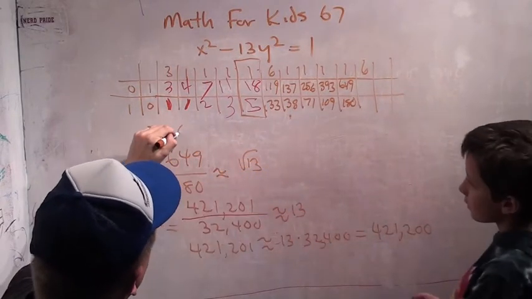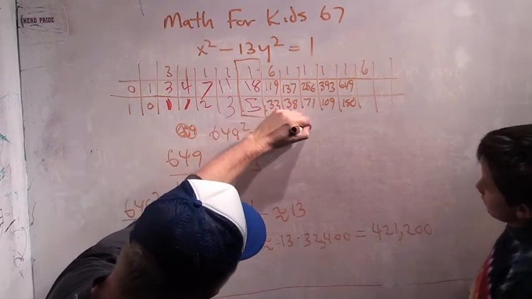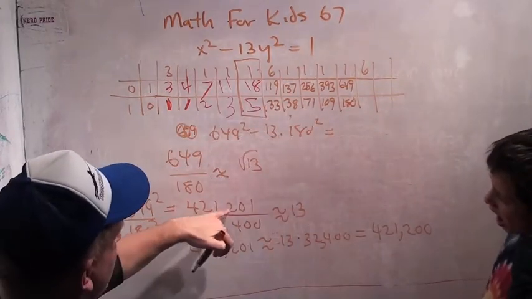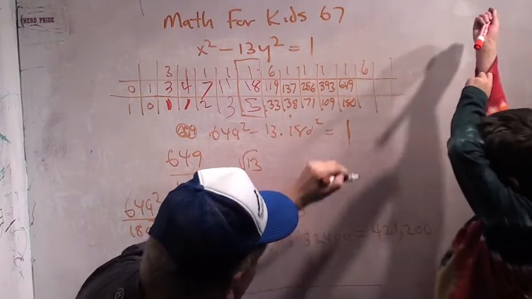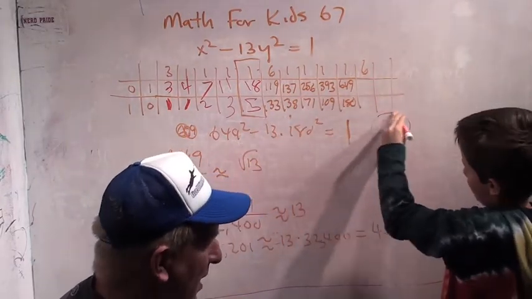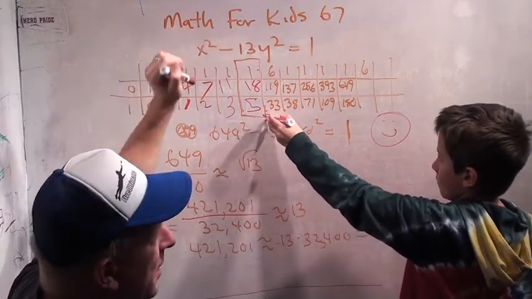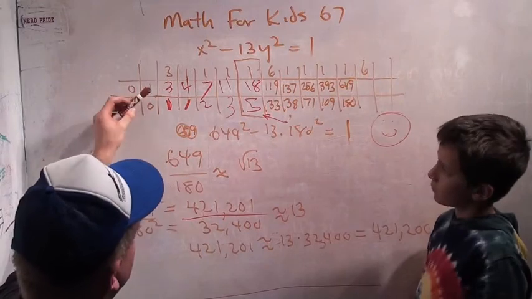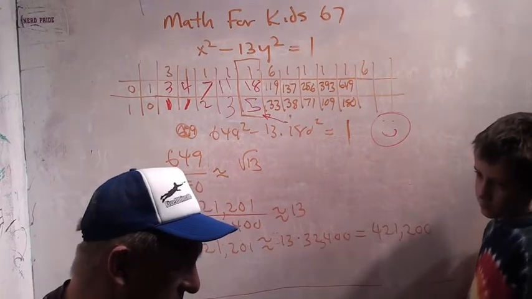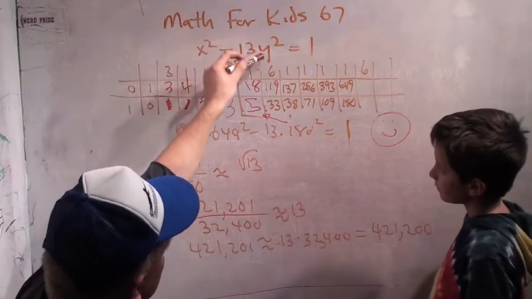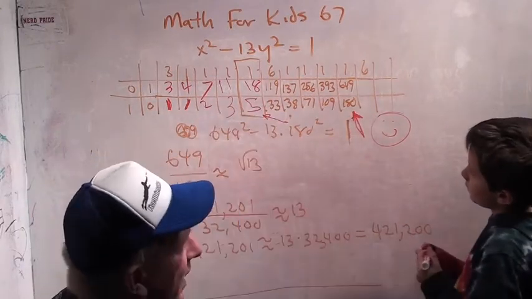So look, 649 squared minus 13 times 180 squared. Well, 649 squared is 421,201 minus 13 times 180 squared, which is 421,200, does in fact equal 1. So most of the time when you're trying to solve Pell's equation, you do the continued fraction and calculate the convergents up to where it starts repeating. But every now and then, for some numbers, instead of getting a solution to this squared minus this squared equals 1, you get a solution to this squared minus this squared equals minus 1. So you actually have to go all the way out to the next one.